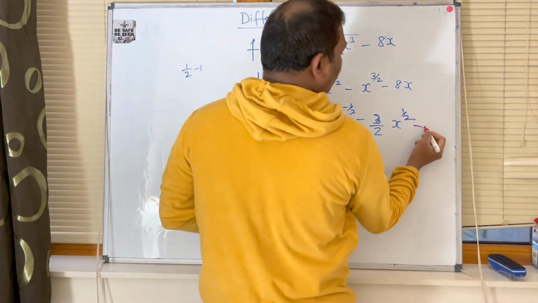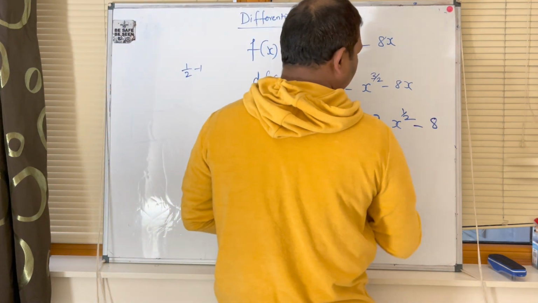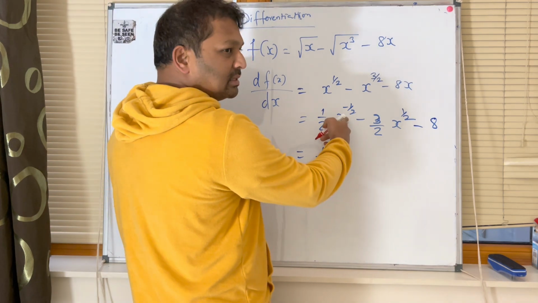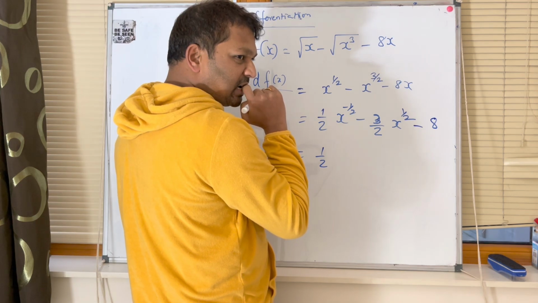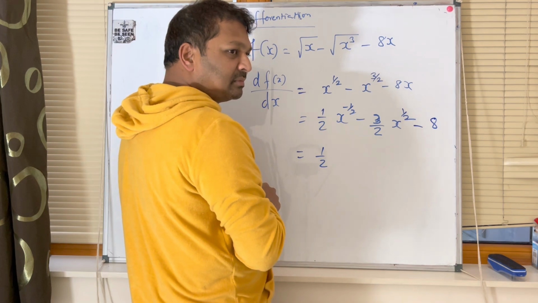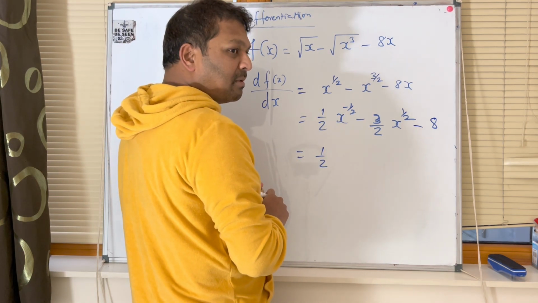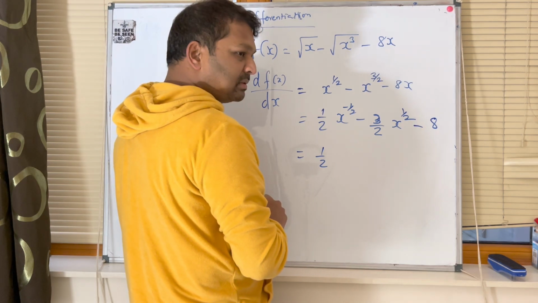So how about 8x? What is the differentiation of 8x? 8. That's it. If you want to write this further, you can write it in root form. This can also be written in the form of 1 by x power 1 by 2, which is 1 by root x.